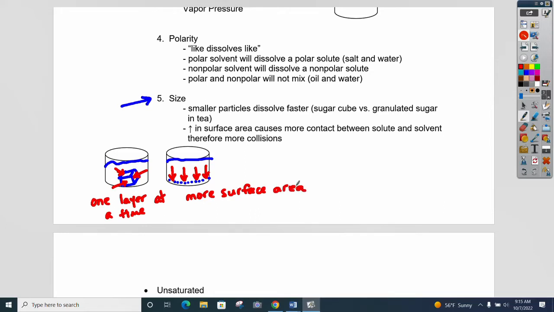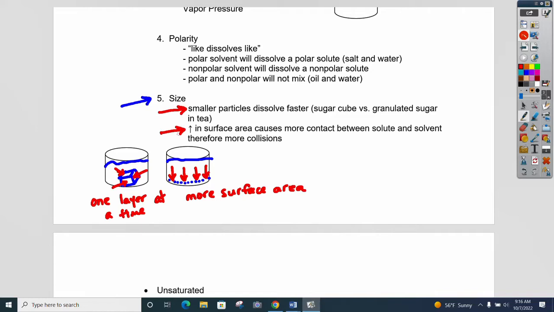So there are more collisions at one time. The solute and the solvent come into contact with each other faster, and therefore more of it dissolves, or it dissolves at a faster rate. So smaller particles dissolve faster. Another way of saying that is, if you have smaller particles, that means you have an increase in surface area.